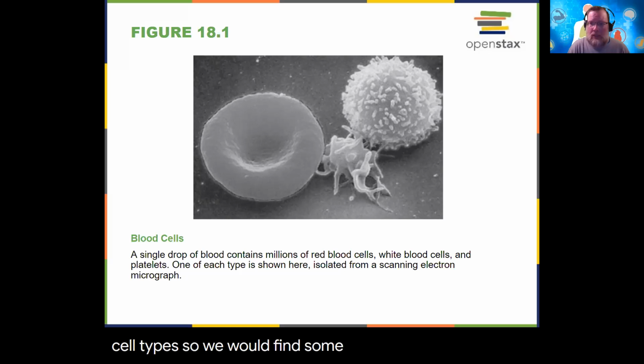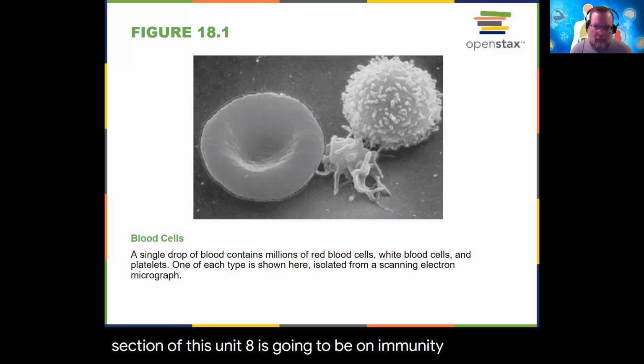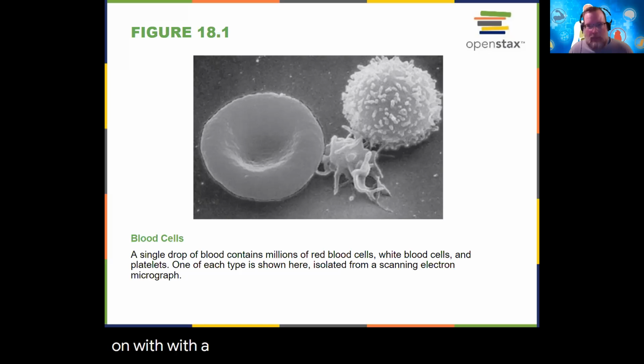So we would find some nutrients, some groceries, right? The plasma is primarily transporting a lot of amino acids and carbohydrates or simple sugars. We're transporting a lot of lipids and fatty acids. So blood in general is more than just the cells contained within it. There's a lot more going on, as you probably know. We see the term antibodies, right? Especially nowadays, we're constantly hearing about antibodies and how they affect our health. We'll discuss them just briefly today. The last section of this Unit 8 is going to be on immunity and the lymphatic system, so in a couple of weeks we'll dive a little deeper into antibodies and antigens.